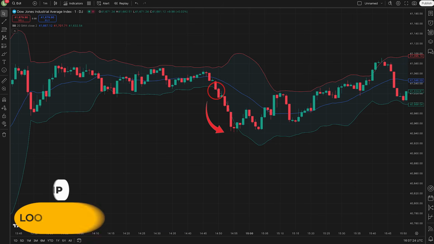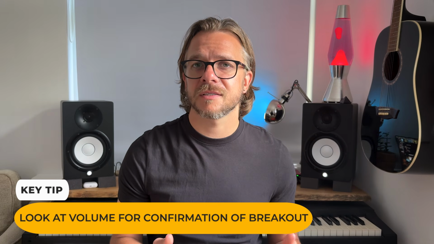Again, it's always a good idea to combine this with other indicators to confirm the breakout strength and probability.